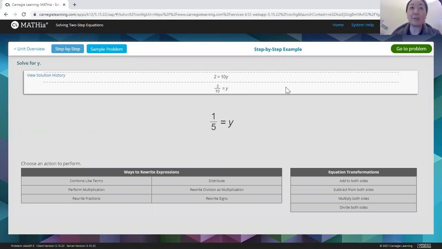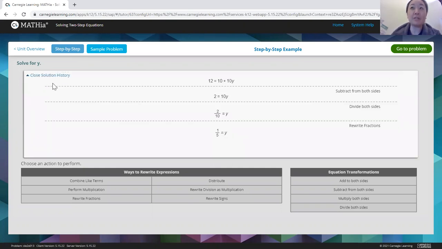This one, I think there's something wrong with, oh, solution history. Okay, so right here, this is what we started with. It says subtract from both sides. If you look right down here, these are the equation transformations, so we have to tell it what to do. We're going to subtract from both sides, click on that, and then say what to subtract. It'll be minus 10, and then we would get this equation right here.